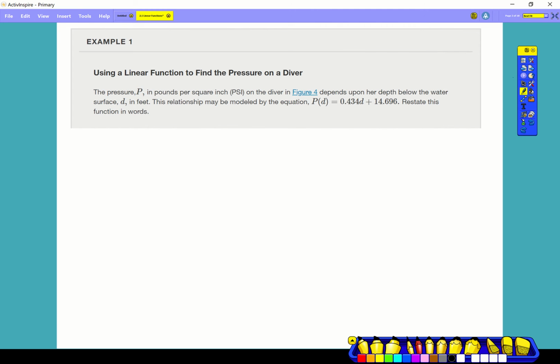So use a linear function to find the pressure of a diver. The pressure in pounds per square inch of the diver. We're going to ignore figure 4 because it was just a picture of some diving lady, and I didn't really care enough to take it.